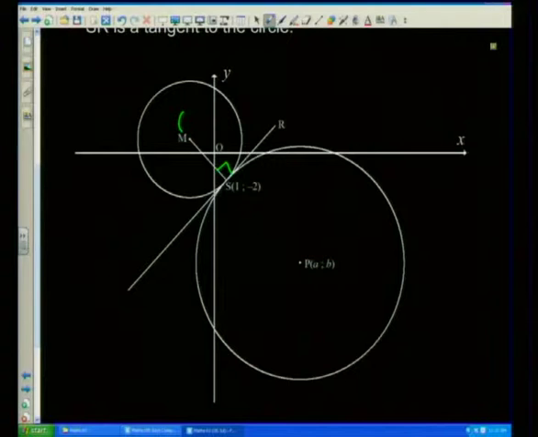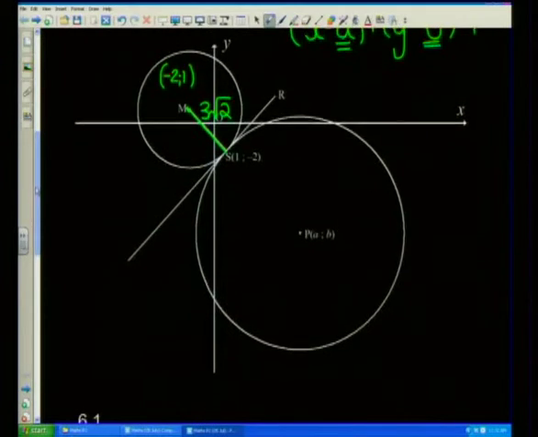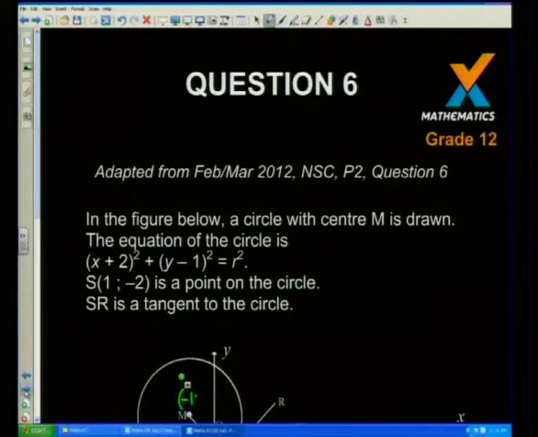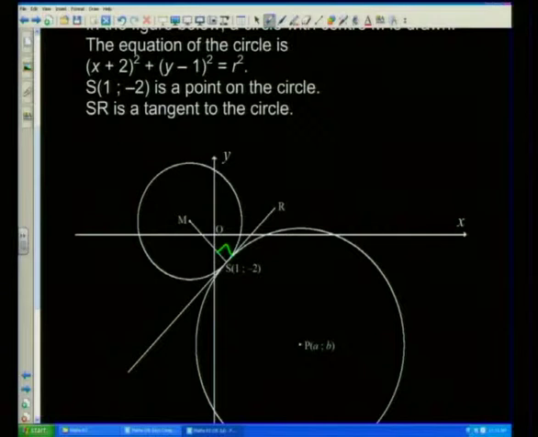M was, and I have to remember this. Sorry guys, give me one second. It was negative 2 and 1, right? Negative 2 and 1. And point S is 1 and negative 2.